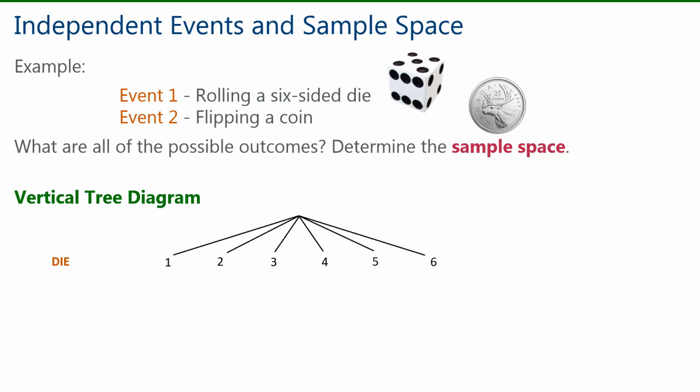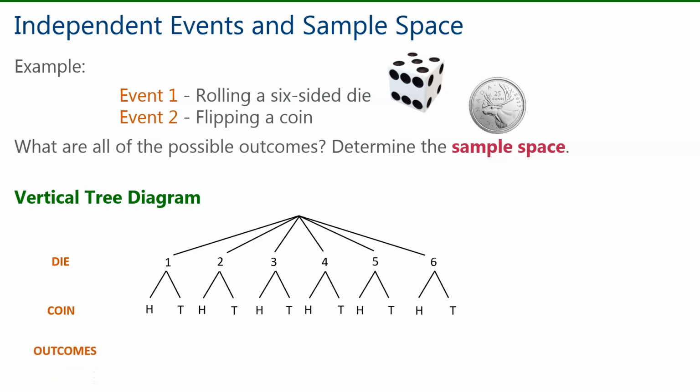For our second event, we have the flipping of a coin. From each possible outcome from event 1, we have 2 branches. And for the coin, we have a heads or tails possibility each time. We see here how neatly this is organized. And from this, we can now get all of our possible outcomes.